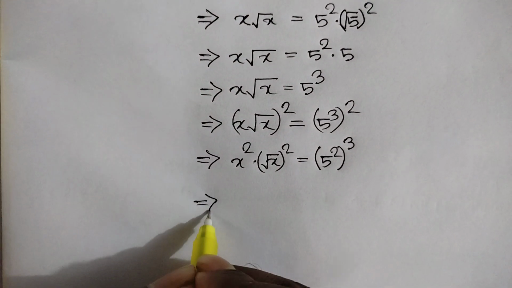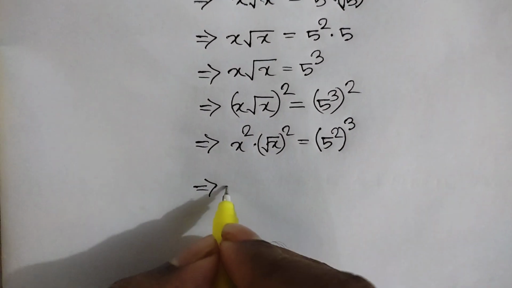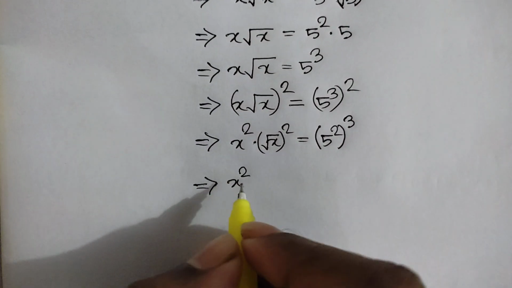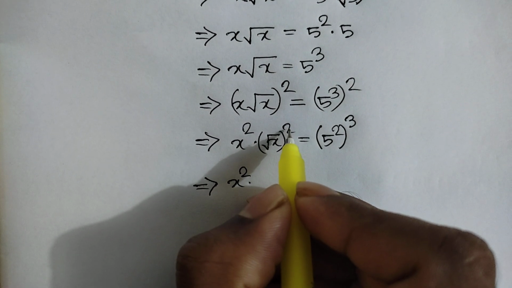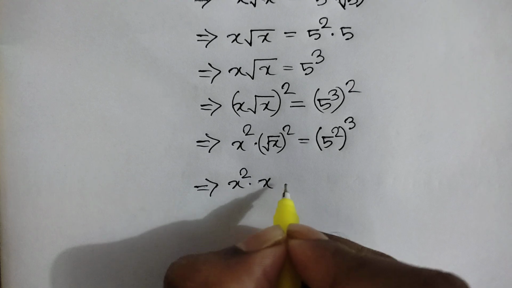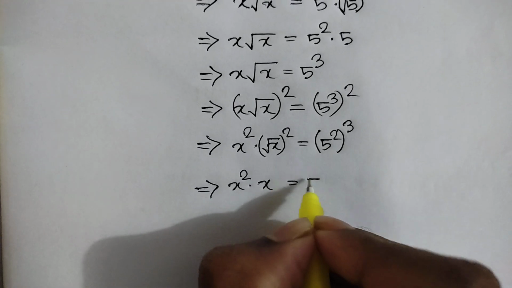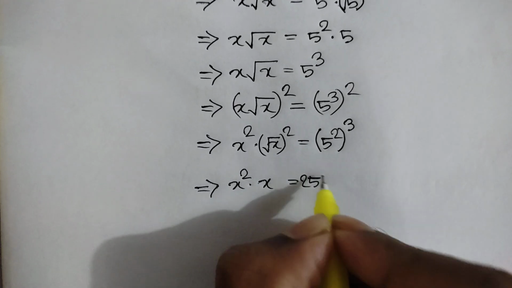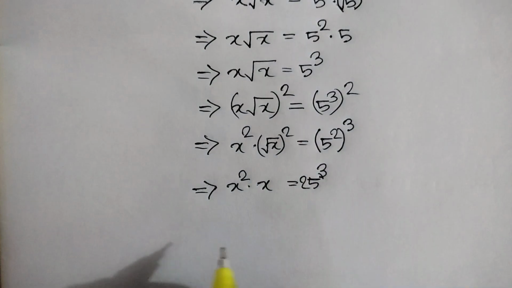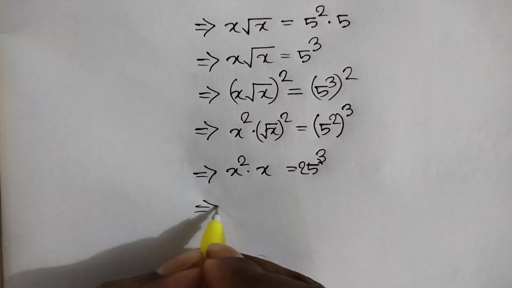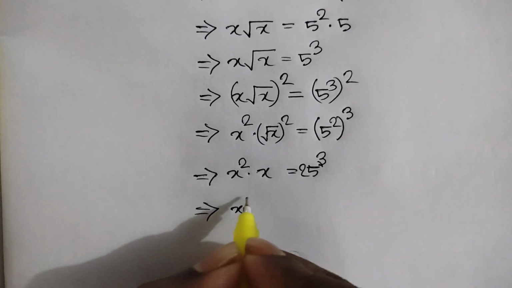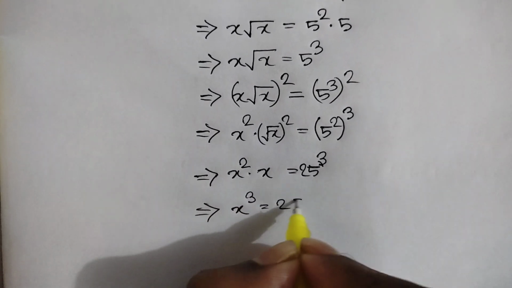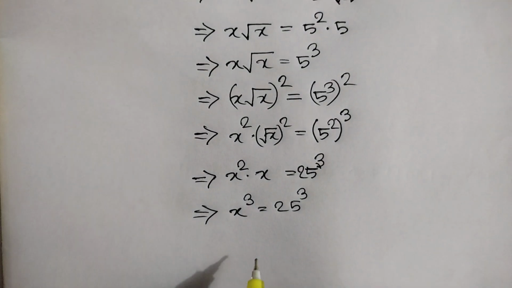So x square is equal to, this square root and this square cancel out, so it will remain x is equal to 5 square, which is 25, whole cube. So x square times x is equal to x cube, which is equal to 25 cube.